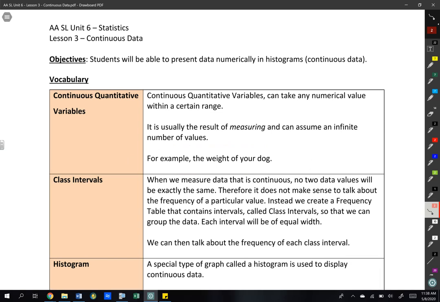Class intervals. When we measure data that is continuous, no two data values will be exactly the same. Therefore, it does not make sense to talk about the frequency of a particular value. Instead, we're going to create what we call frequency intervals, class intervals, so that we can group the data. Each interval will be of equal width, and we can then talk about the frequency of each class interval. And I'm going to show you how to define those intervals.